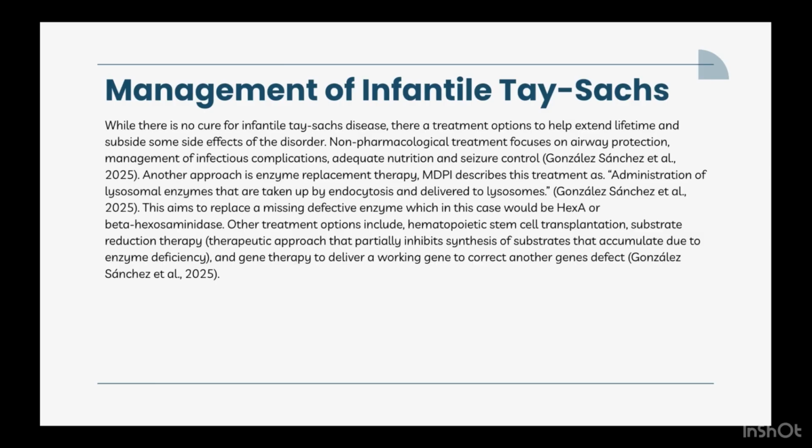Other options include hematopoietic stem cell transplantation, which aims to introduce healthy cells that can produce the missing enzyme. Another approach is substrate reduction therapy, which works by lowering the amount of substances that build up in the body because the enzyme isn't working properly.